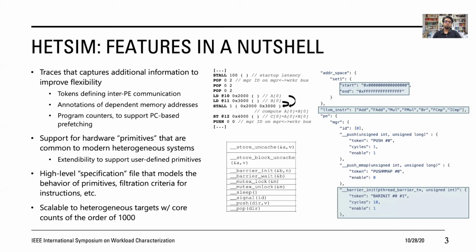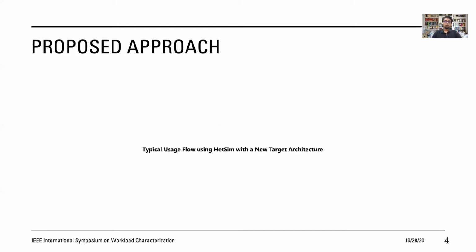HetSim transcends beyond CMPs and can model any heterogeneous system and also scales tractably for systems with up to thousands of cores. The typical use case of HetSim when starting with a new architectural model is summarized here. The user implements the target architecture in Gem5 and connects modules called trace replay engines that are provided with HetSim.